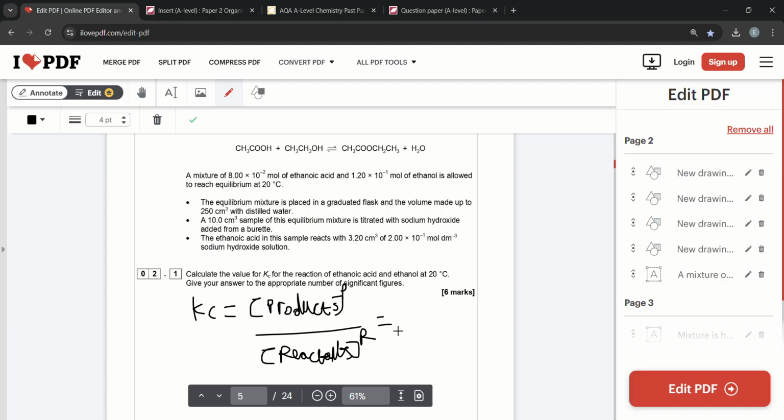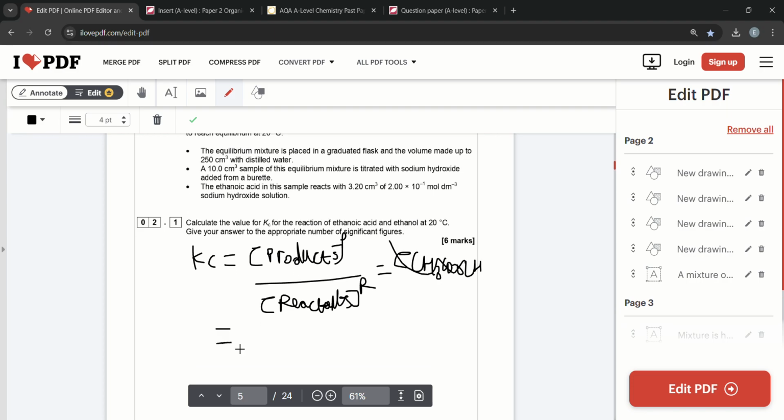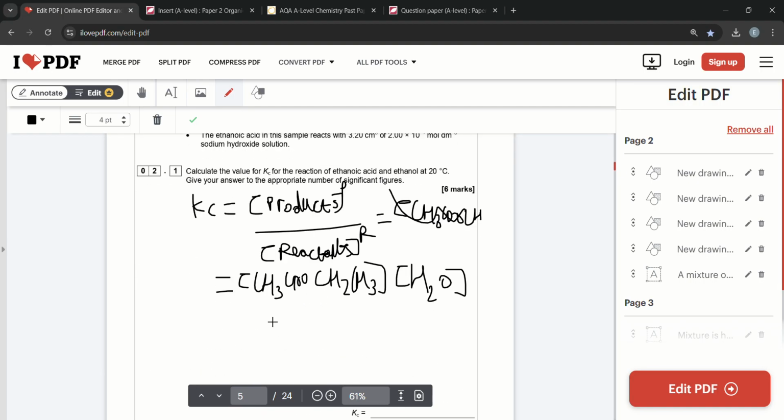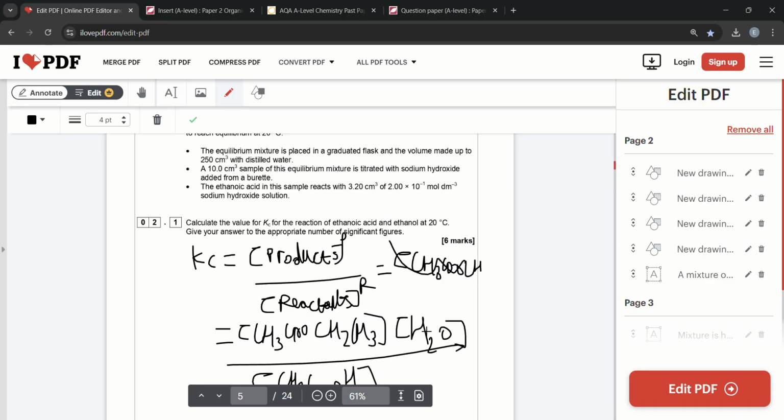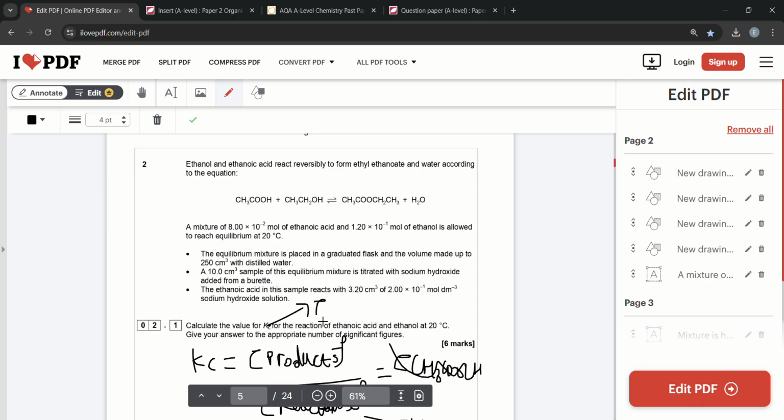So we've got the products CH3COOCH2CH3 and H2O divided by CH3COOH and CH3CH2OH. And remember, because it's Kc, square brackets.